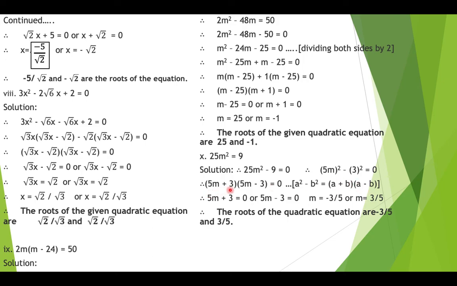That is 5m plus 3 into 5m minus 3 is equal to 0. So we're going to get 5m plus 3 is equal to 0 or 5m minus 3 is equal to 0. So m is equal to minus 3 by 5 or m is equal to 3 by 5. Therefore the roots of the quadratic equation are minus 3 by 5 and 3 by 5.